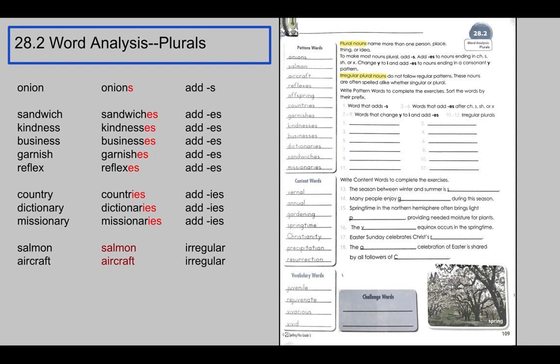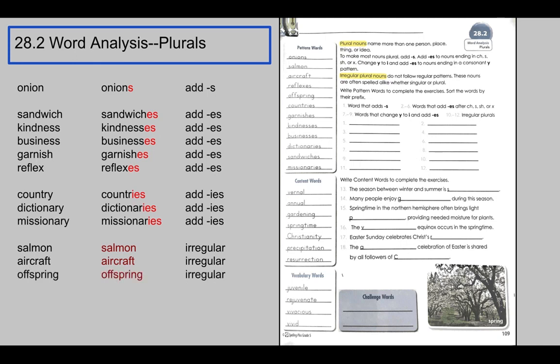Aircraft. Okay, a helicopter is an aircraft. Okay, that's one type of aircraft, but helicopters, drones, airplanes, rockets, those are all different types of aircraft. So aircraft can be singular or it can be plural, talking about different types of aircraft.